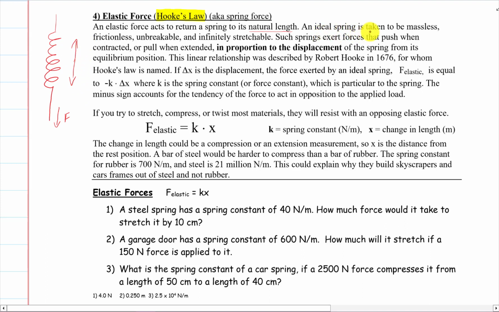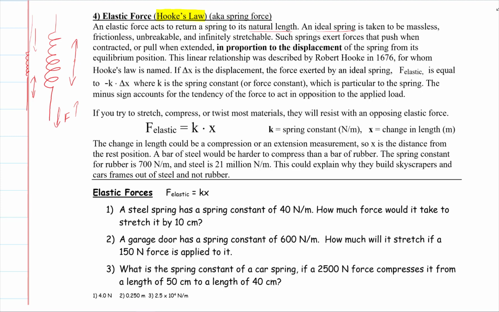An ideal spring is taken to be massless, frictionless, unbreakable, and infinitely stretchable, but there's no such thing. But we're just talking about ideal springs here. We're just learning about the concept. Such springs exert forces that push when contracted or pull when stretched. So if we pull it, it wants to pull back. If we end up squishing the spring and compressing it, it will want to push back. As we push it together, it will want to expand.